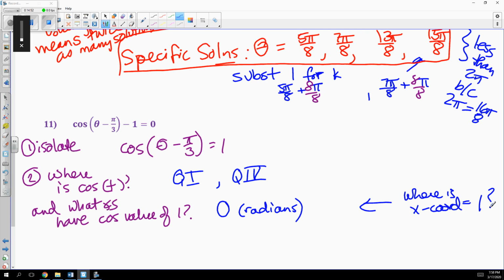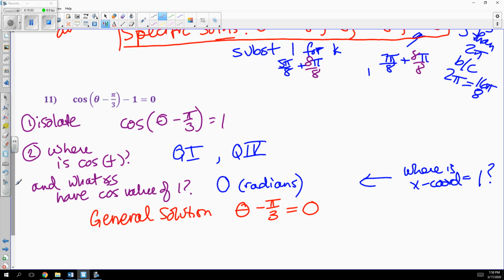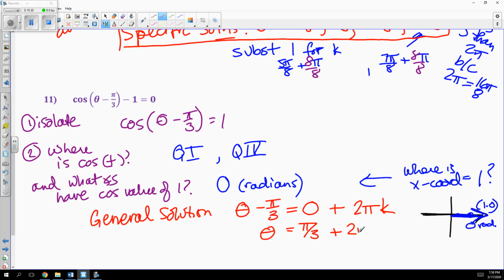So here's what we've got at this point. Now your general solution is theta minus pi over 3 equals 0. All right, well, that's not really done because we've got to isolate theta, so theta equals pi over 3. That's your general solution. Remember we have to ask, where else does the x-coordinate equal 1? Nowhere else. It does not equal 1 anywhere besides on the positive x-axis. Remember, this was the ordered pair (1, 0). So this is at 0 radians, so this would be plus 2 pi k. All right, so it's going to be pi over 3 plus 2 pi k. That's your general solution, okay?